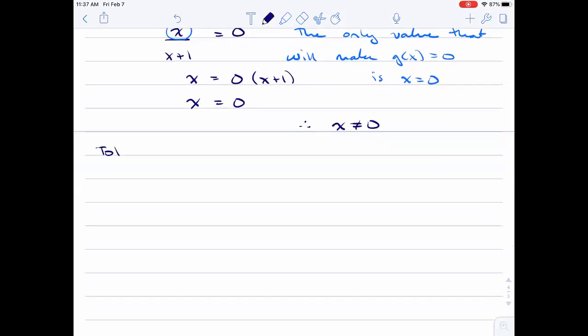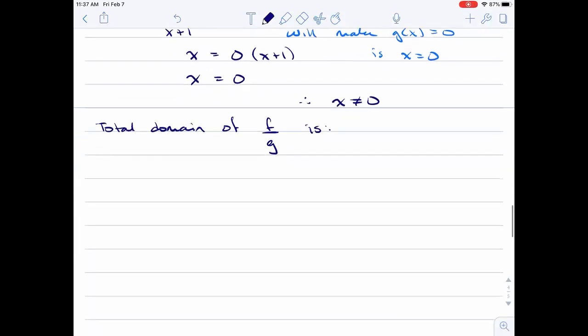So the total domain of f over g is from -∞ up to -1, picking right back up at -1, but only going to 0, right? Because then we have to stop at 0. But then picking up at 0 again, going to infinity.